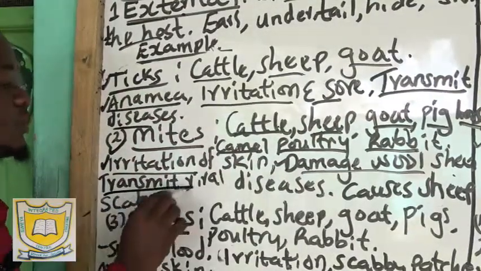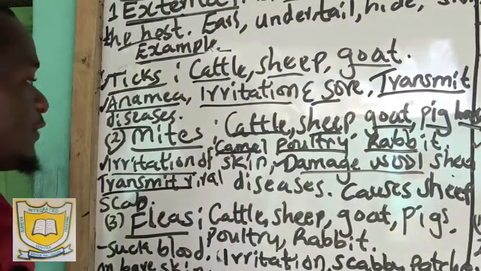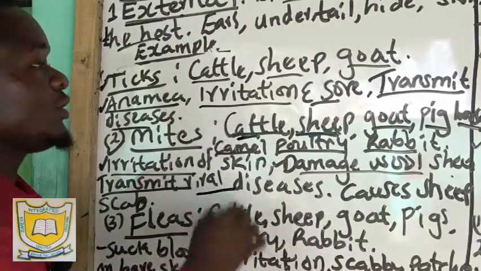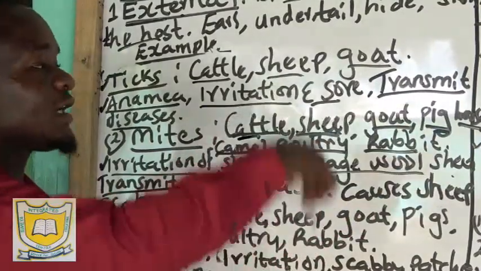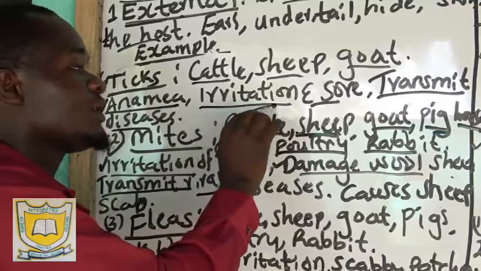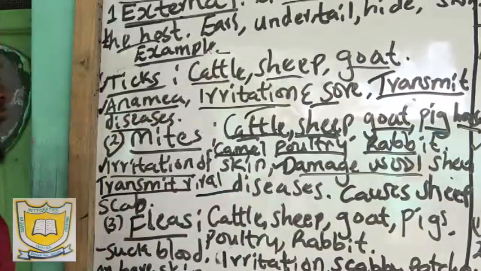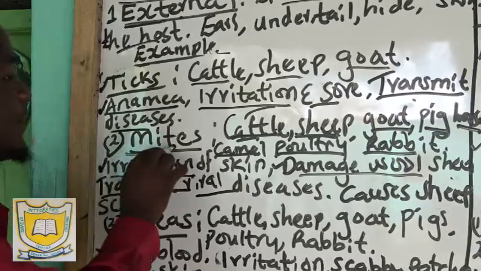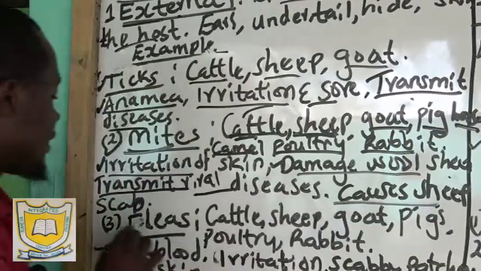Number three, we talk about transmission of viral diseases. Viral diseases, it means if it has fed on a sheep or a cattle, then it moves to a pig, it means it has transmitted that viral disease from a cattle to a pig or to a horse or even to poultry. Now, the next thing it causes, the mites, it causes sheep scabby.